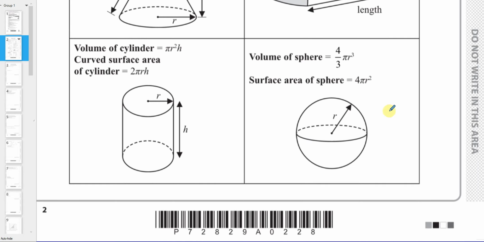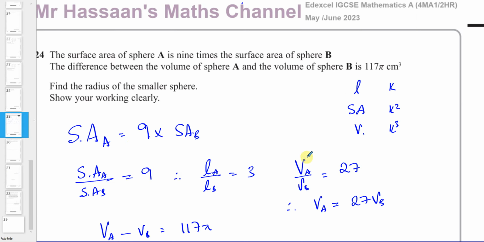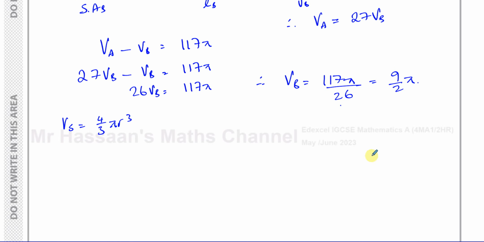Volume of a sphere is 4 over 3 pi r cubed. It's given in the formula sheet, so you don't need to worry about memorizing that. Okay, so where were we? Somewhere over here. Yeah, okay. Alright, so we know the volume of a sphere is given by 4 over 3 pi r cubed.